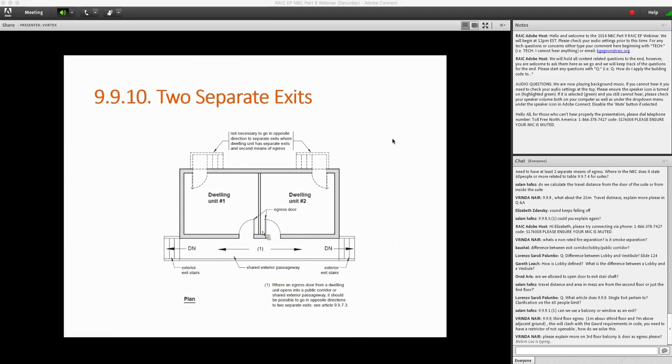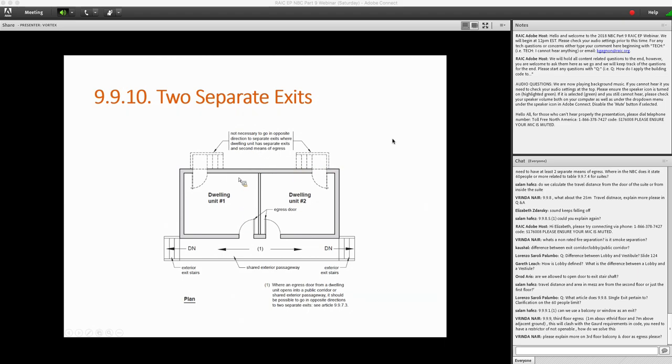Forget about the exterior exit, the second door up north, for lack of better words. Forget about that for now. Once you discharge onto the exterior passageway, you need to have the option to go in opposite directions to either of two separate exits, and that is what we have over here. Now, you do not have to meet this requirement if the dwelling unit is provided with a second and separate means of egress, and that brings us to the other doors that are located up north.